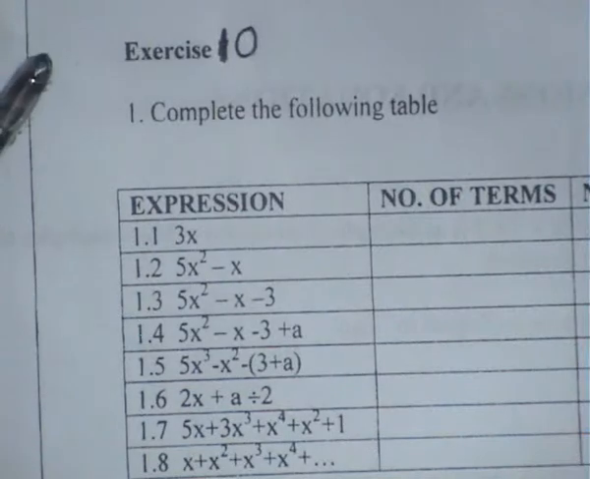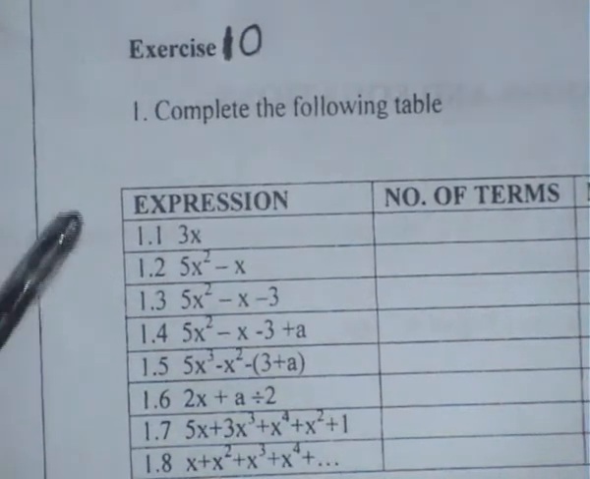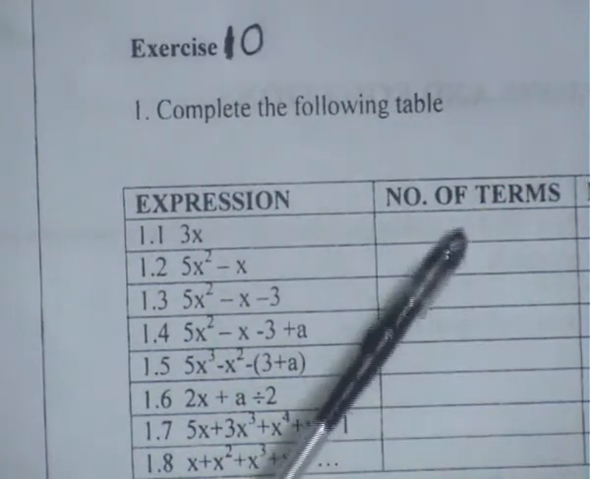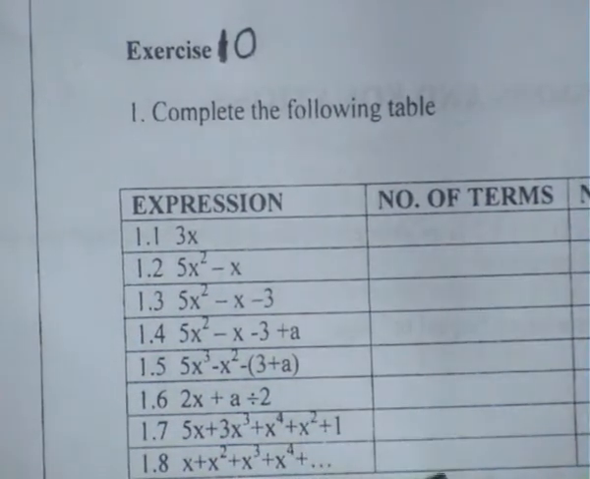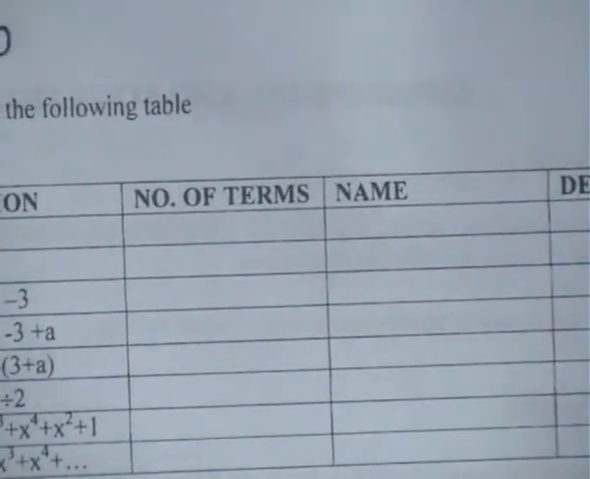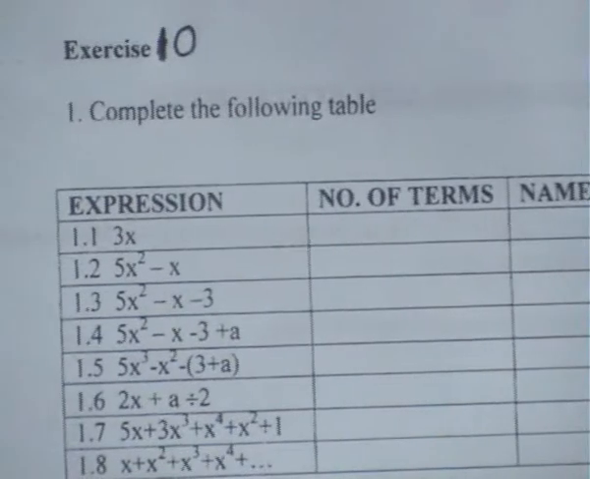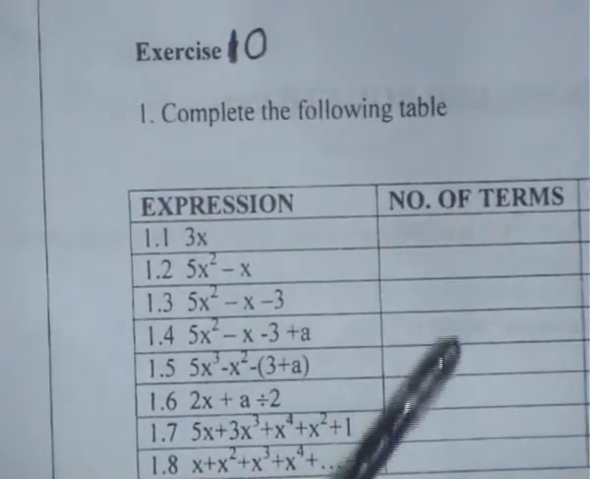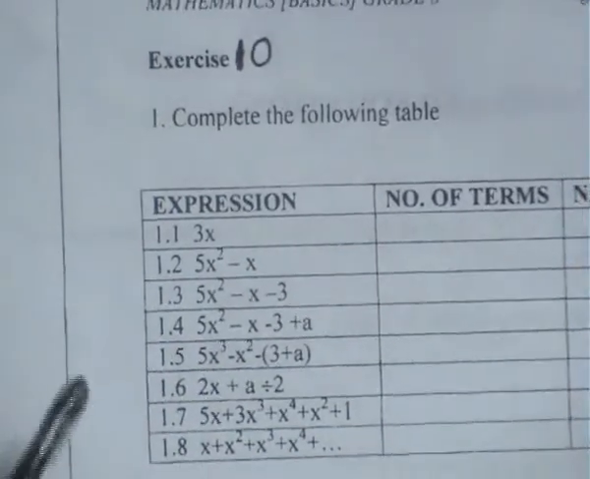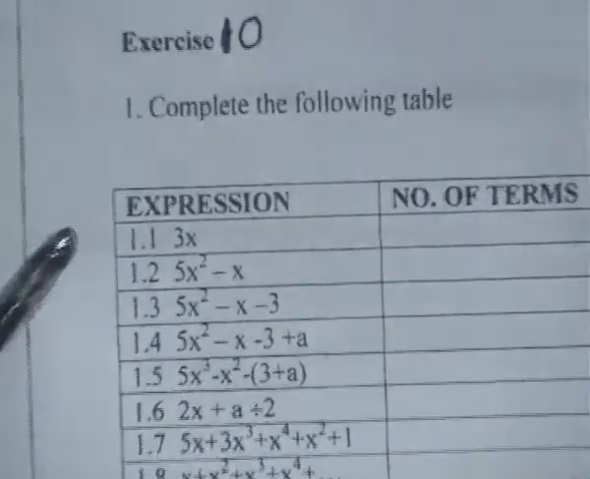Alright, we're here at exercise 10. In this table you are supplied a number of expressions. You are required to tell us how many terms in each expression and tell us the special name for the expression. Don't worry about the last column for the moment. Just fill in the number of terms in this column and the name for each one. Alright, I'll read the questions out to you.